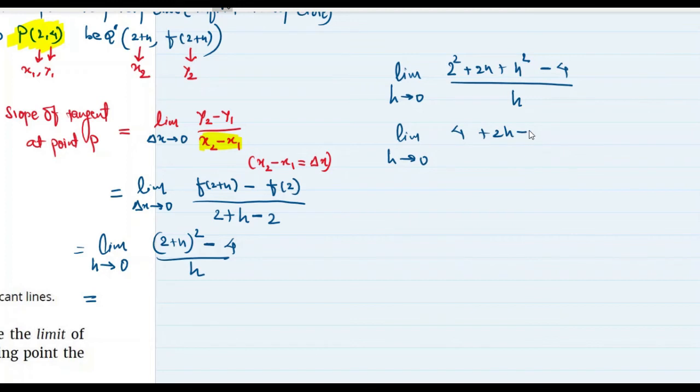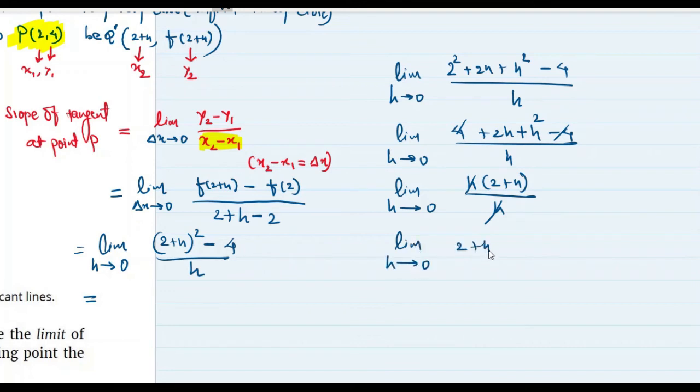4 plus 2h plus h square minus 4 upon h. So minus 4 plus 4 gets cancelled. Limit when h tends to 0, 2h plus h square. See, h comes out. We get 2 plus h, divided by h gets cancelled. Limit when h tends to 0 of 2 plus h is nothing but, see, now h is tending towards 0. So h is becoming very, very small, very close to 0. It is not becoming 0, but very close to 0. And if we ignore h because h is becoming so small, infinitesimally small, then the answer of this limit is 2.